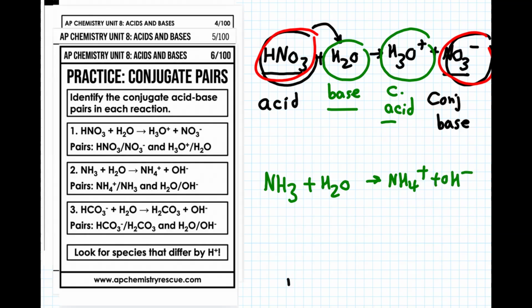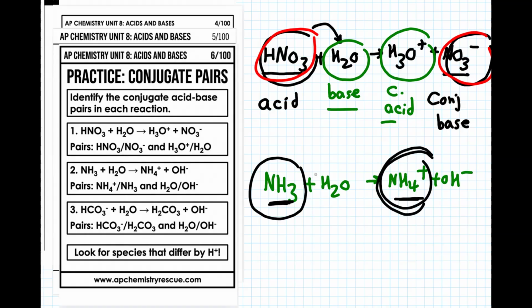Where is the first pair? The first pair is NH3 together with the NH4 plus. The NH3 has one more proton than the NH4 plus. The NH4 plus has one more proton than NH3. That's why NH4 plus is a conjugate acid. NH3 is the base that accepts the proton, and this is the conjugate acid.